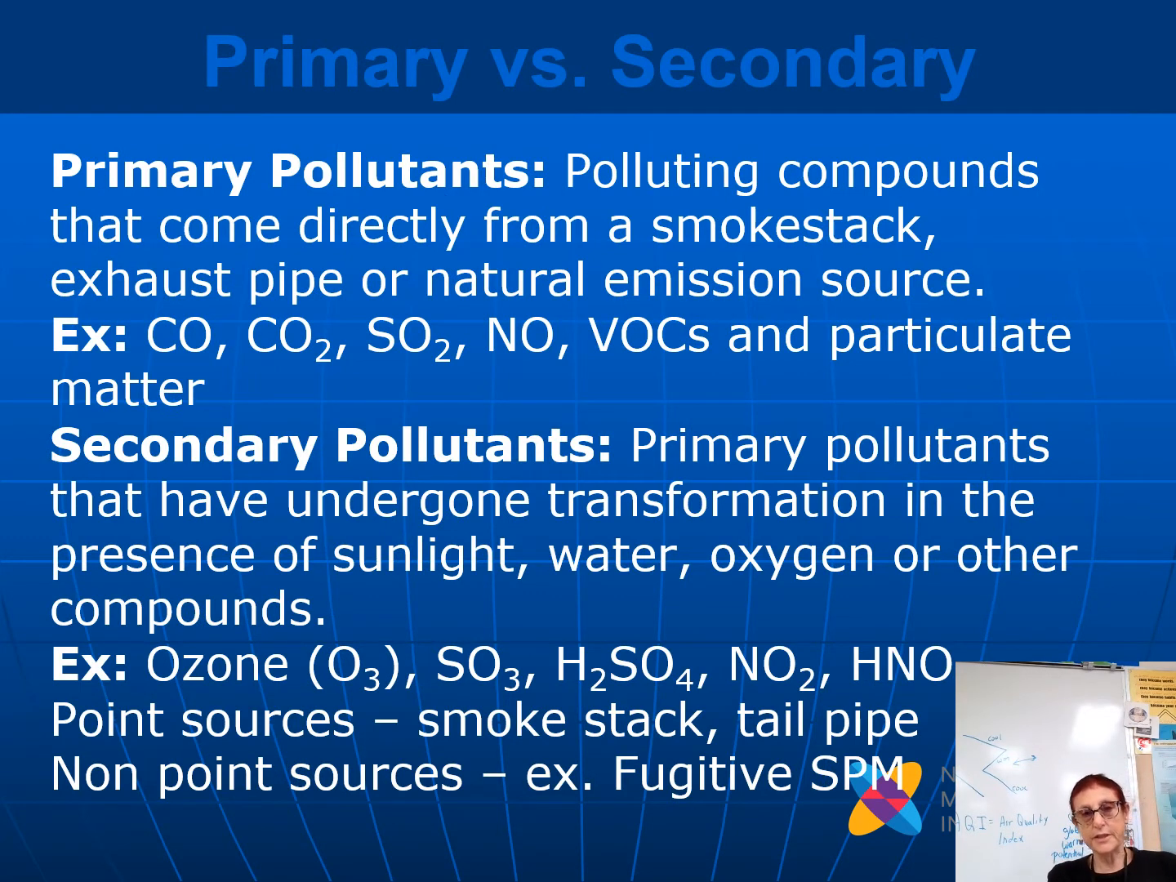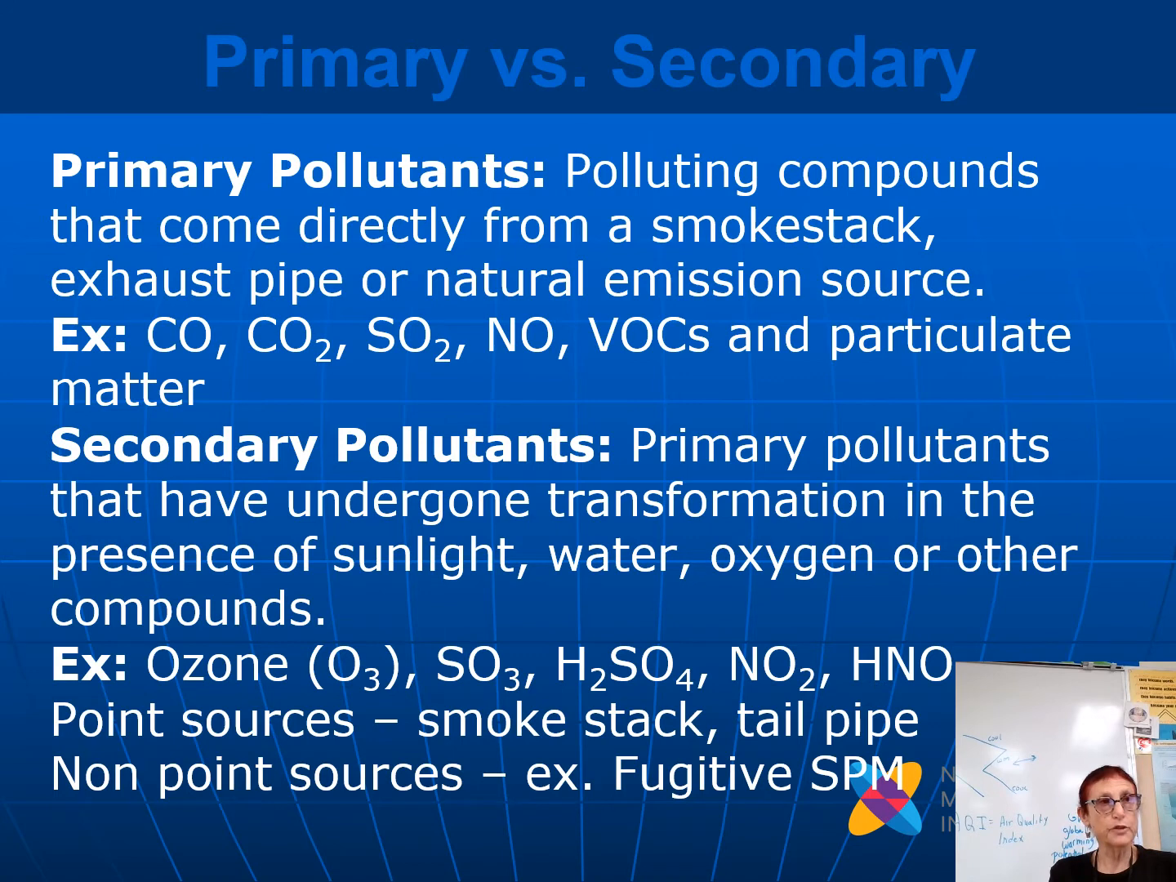When you look at the pollutants that can be emitted, there are primary pollutants and secondary pollutants. Primary pollutants are those that are directly emitted from a source. In your notes, you have multiple examples, from sulfur dioxide to particulate matter to nitrogen monoxide. Secondary pollutants are primary pollutants that have either undergone reaction with other primary pollutants to produce something else, or they are primary pollutants that have interacted with something in the atmosphere to produce something else.